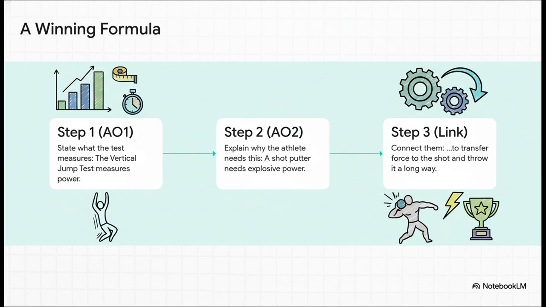Step 1. State what the test measures. The vertical jump test measures power. Boom, that's your AO1 mark. Step 2. Explain why the athlete needs this. Well, a shot putter needs explosive power. That's your AO2. And step 3, you just link them together in your answer to transfer force to the shot and throw it a long way. And that's how you lock in both marks. It's a formula you can use over and over again.